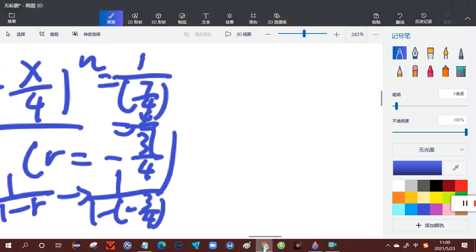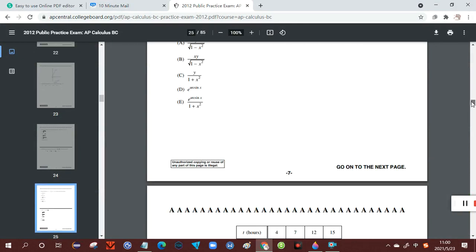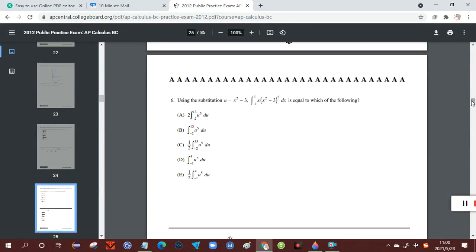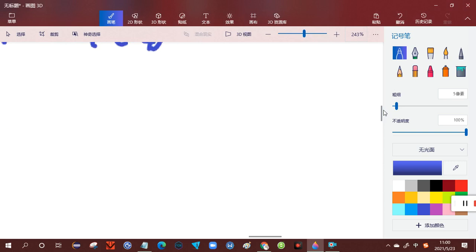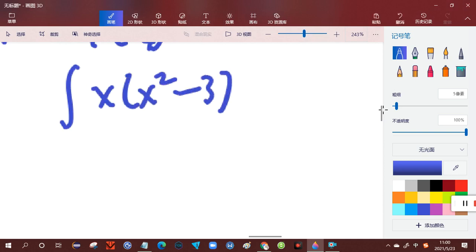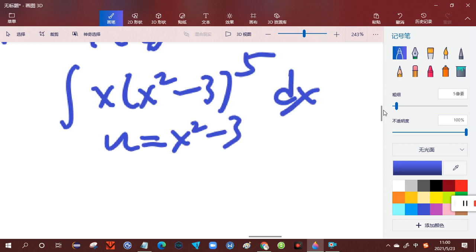And finally, let's look at our problem 6. Problem 6 involves integration by substitution. We are required to find the integral of (x squared minus 3) to the power of 5, times x, dx, with the substitution u equals x squared minus 3. So we know that we have to put it in the x dx form. So therefore we know that this is u to the 5.